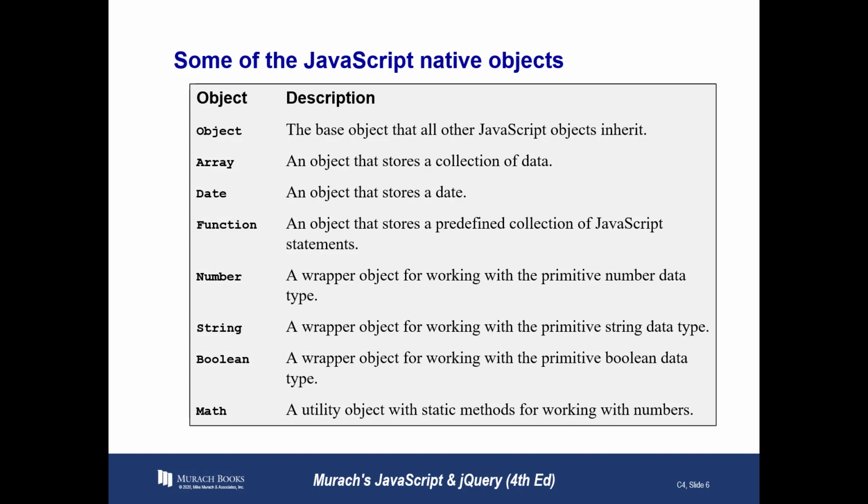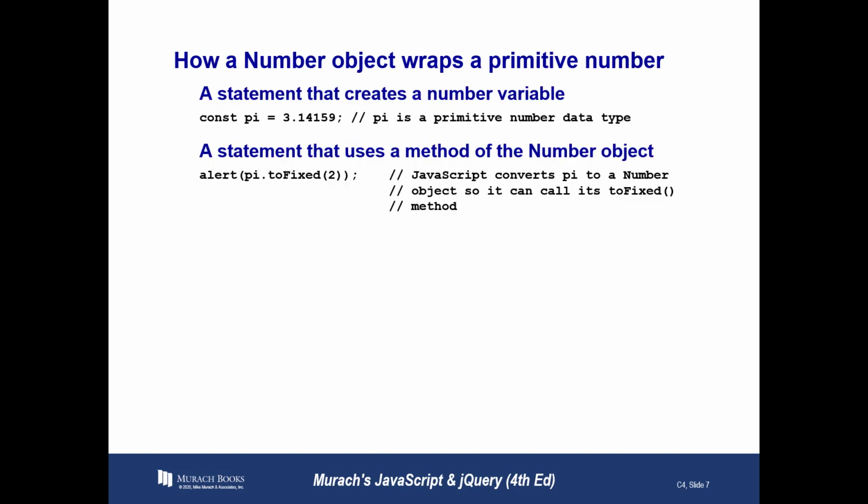Now, you'll notice that some of the ones near the bottom here talk about the fact that they're wrapper objects. Notice they allow you to work with primitive data, but do non-primitive things to primitive data. And that's pretty much what they're talking about. And here is an example. It says there JavaScript converts pi to a number object so that it can call the toFixed method.